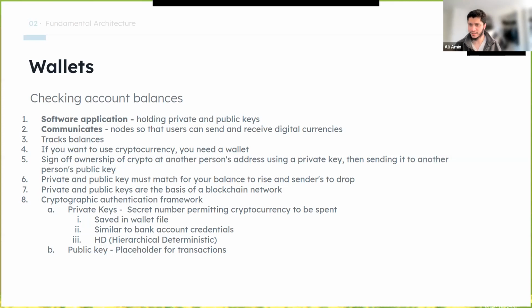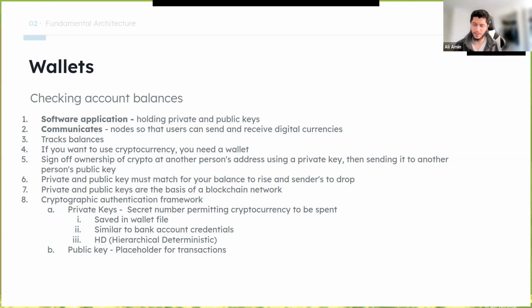So it can sign the transaction with the private key and then send it to another person's public key over the peer-to-peer network. If the public key and the private key match, then the other person's account balance will rise and yours will drop, or theirs will drop and yours will rise, depending on the transaction, the buyer or seller. And public and private keys are basically the basis of the entire network.